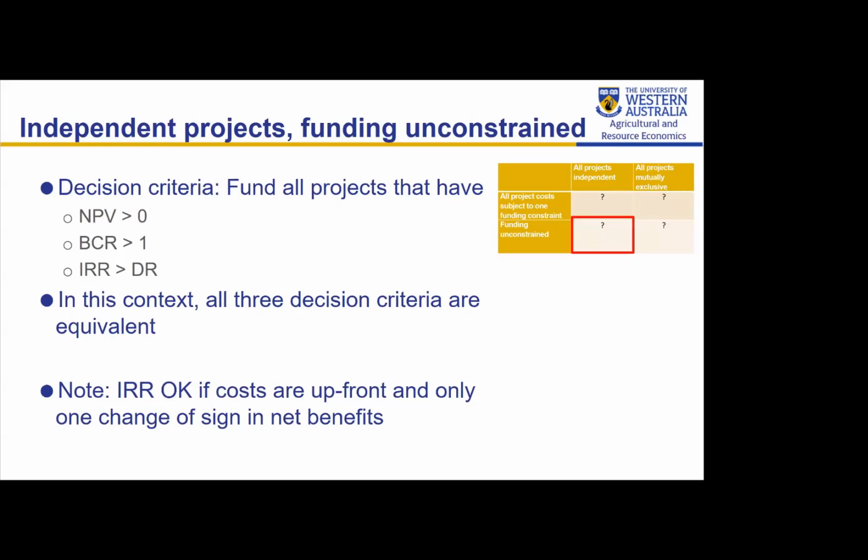So I would only recommend using it in this scenario when you have independent projects and the funding is unconstrained. And even then, only if the costs are up front, not if it's benefits first and cost later, and only if there's only one change of sign. So there's benefits, benefits, benefits, then cost, then benefits, benefits, benefits. There's no flipping back and forth between benefits and costs. Because if there is, you can get more than one internal rate of return for that stream of net benefits. You can cope with that, but it gets quite tricky. So it's better not to bother in that situation, just use net present value or benefit cost ratio. So there's the first one.